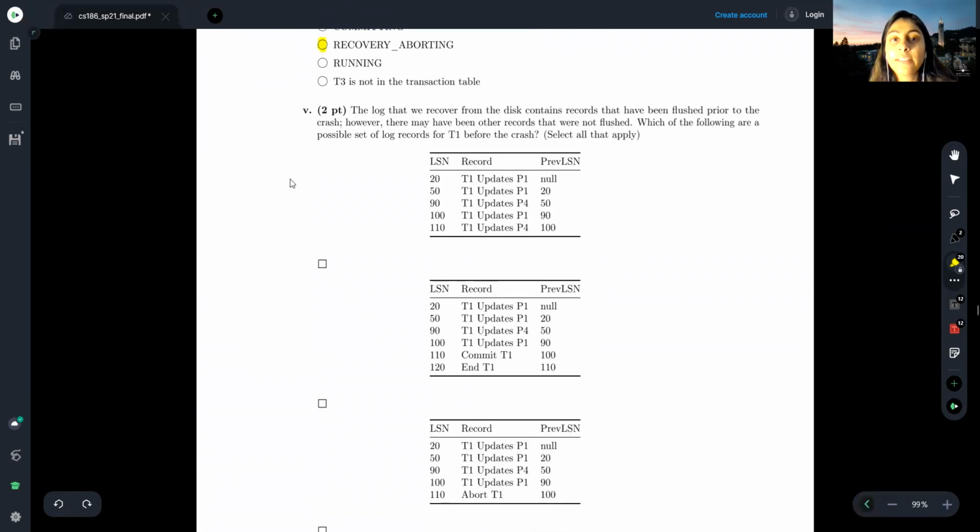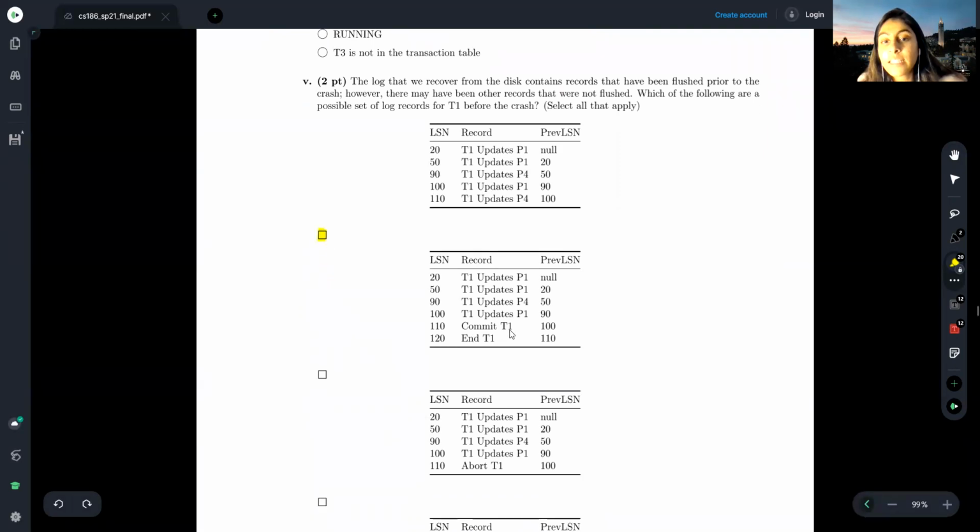Part 5 says, the log that we recovered from the disk contains records that have been flushed prior to the crash. However, there may have been records that were not flushed. Which of the following is a plausible set of log records for T1 before the crash? So we're looking for records that could have been executed but were not flushed to the disk prior to the crash. Looking at the first one, we just have 2 more update records, and that's perfectly viable. There could have been other updates to other pages that we didn't have flushed to the disk, so we're not able to see them in the analysis phase. So this is a possible answer.